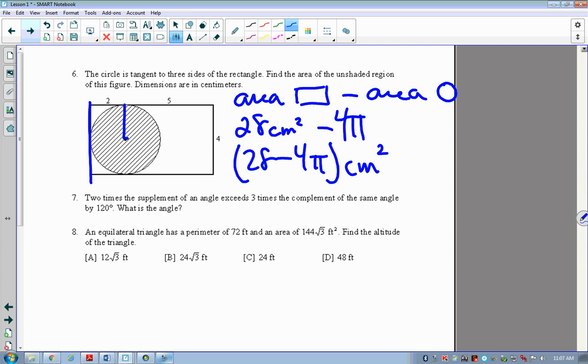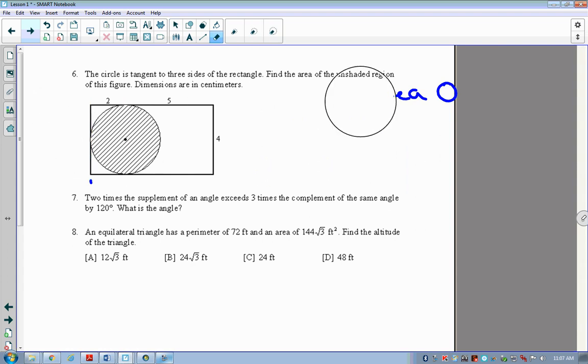I could get a decimal, but the decimal is going to be an estimation. But 28 minus 4 pi is exact. So if your question ever involves radius or pi, and they say we want the exact answer, you're going to automatically solve it in terms of pi. Okay? All right. Number 7 brings us back to question number 1.